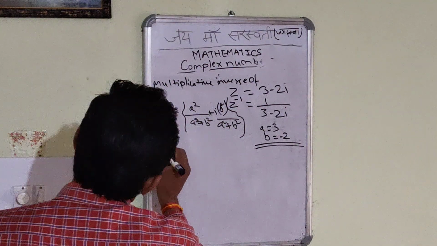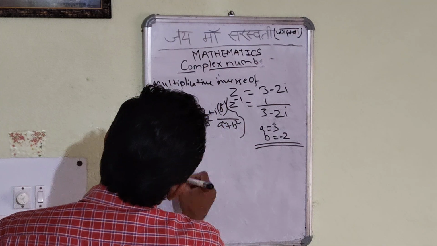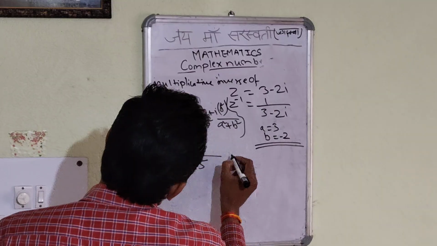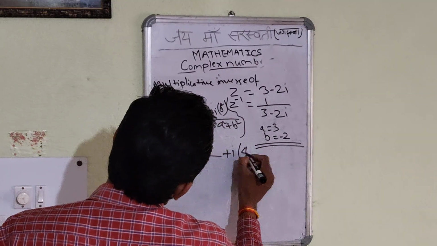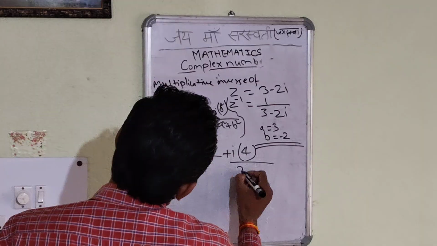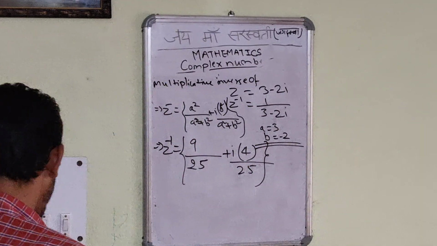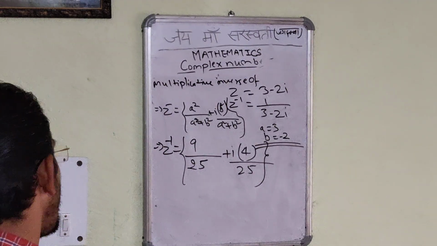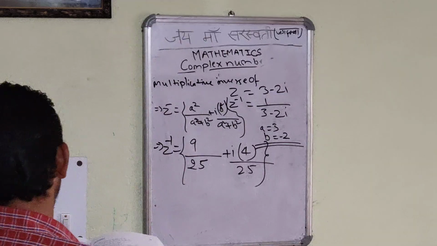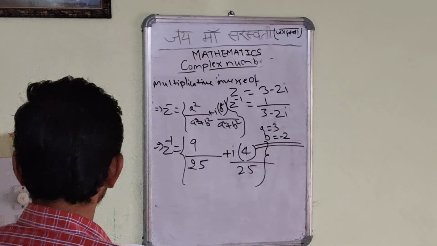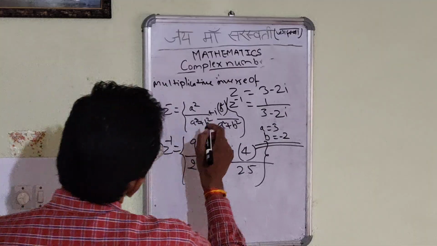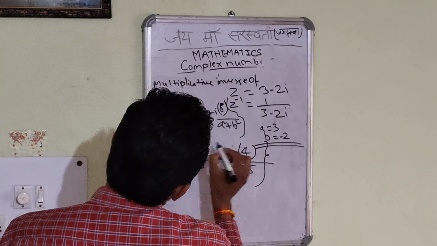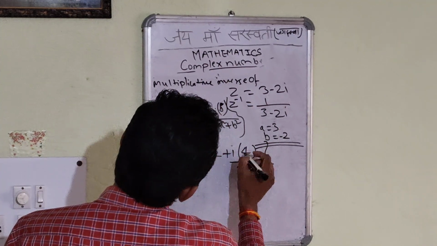Solving the inverse part, a is 3, so it is 3 by 3 square plus 2 square, that is 9 plus 4, which is 13. And the b part is minus 2. Understood? So we have seen it will be basically a by a square plus b square.